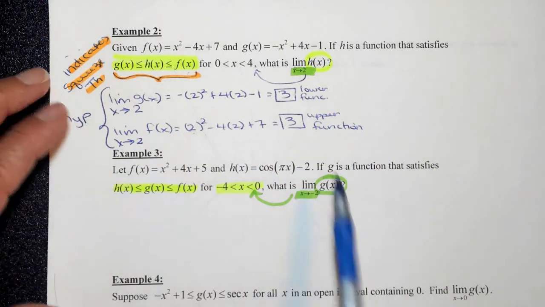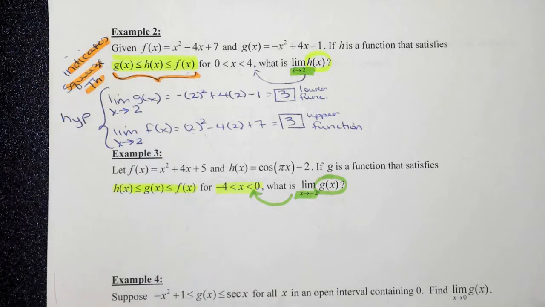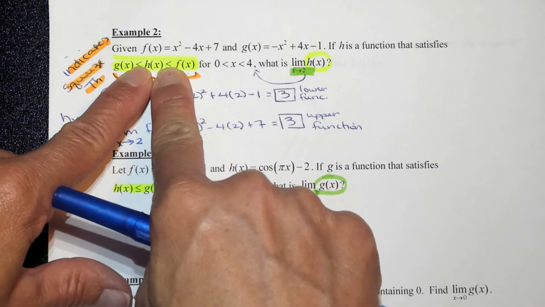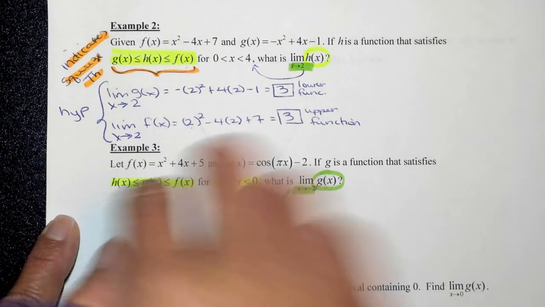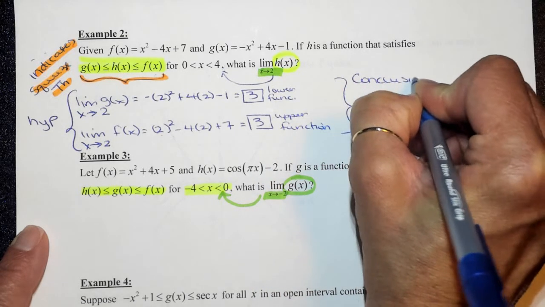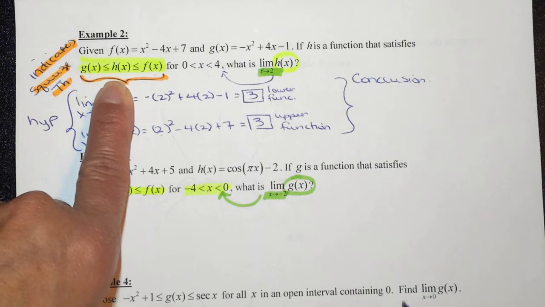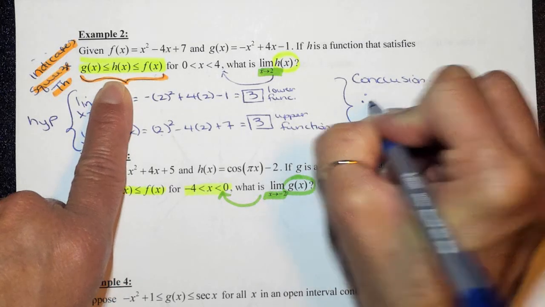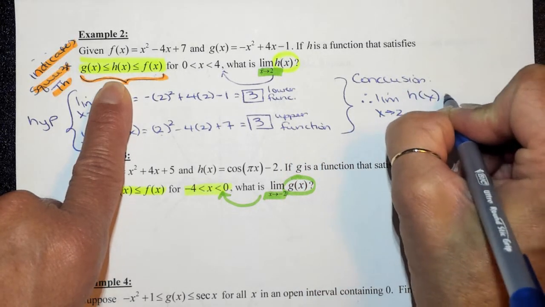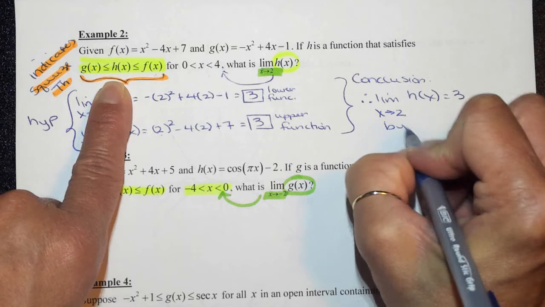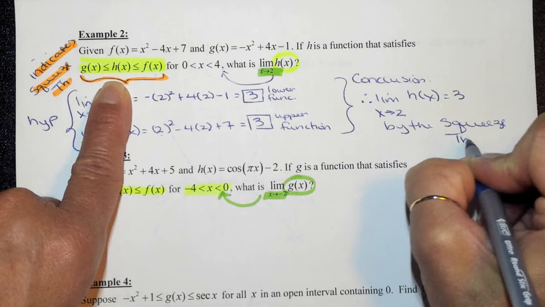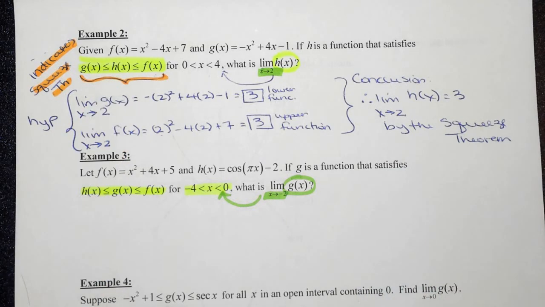So what this means is my lower and my upper limits are exactly the same. And this inequality implies that h of x is squeezed in between these two. So this right here is my hypothesis. Because of this, I can write my conclusion, and it's based on this inequality here. Therefore, the limit as x approaches 2 of h of x is equal to 3 by the squeeze theorem. Okay, you need to state by the squeeze theorem. Okay?